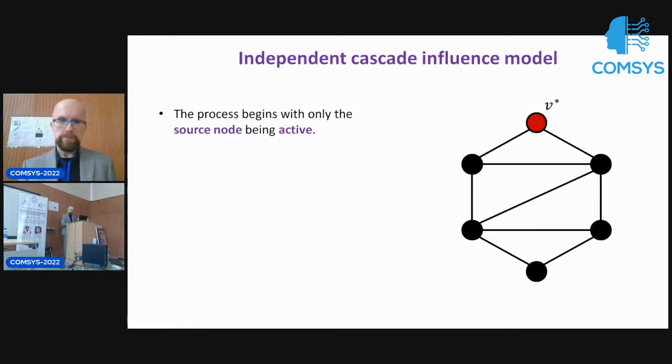Okay. So again, we can measure a node's influence in a social network using influence models. The first model is independent cascade. These models are typically described in terms of some activation process spreading through the network. At the beginning of the process, only the source node, the node that we want to measure the importance of, is activated. I will mark this as red.